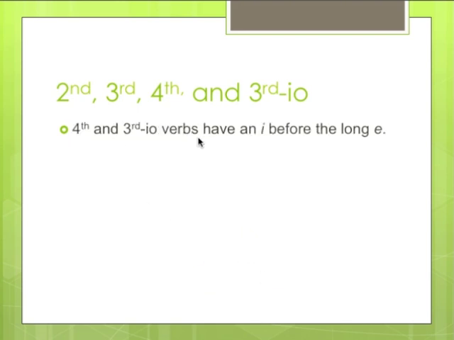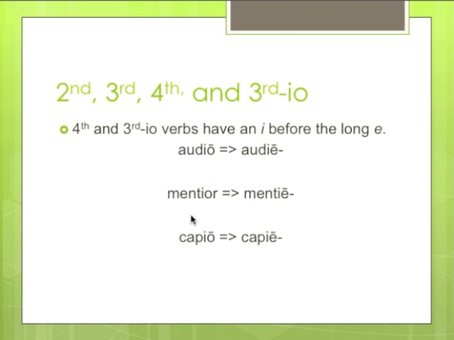Fourth and third io verbs have an i before the long e. So the fourth conjugation verb audio goes to audie, and the deponent fourth conjugation verb mentior goes to mentie, and the third io verb capio goes to capie, and the third io deponent verb progredior goes to progredie. Let's see how these conjugate.